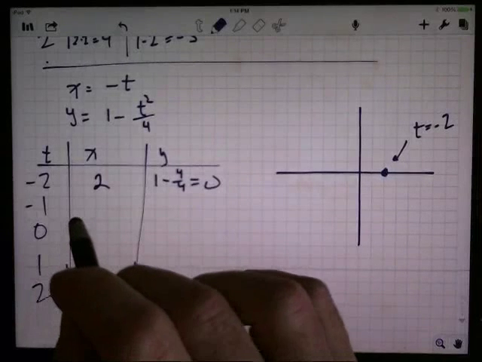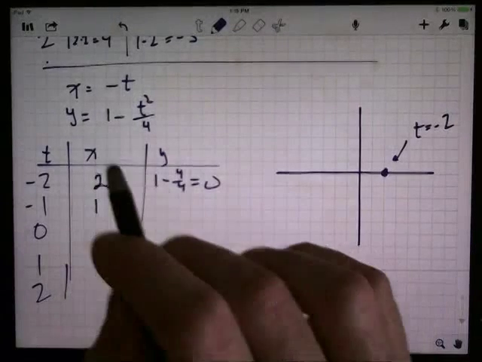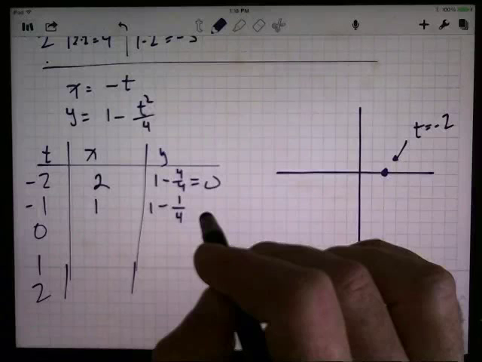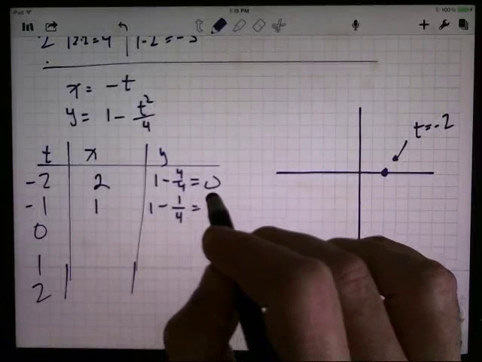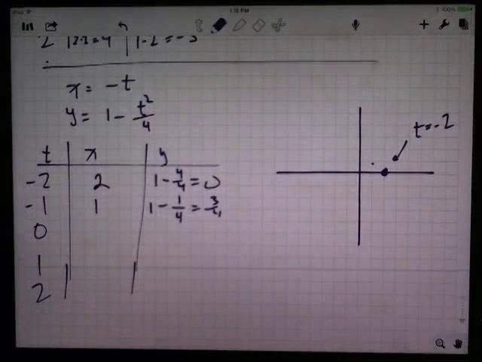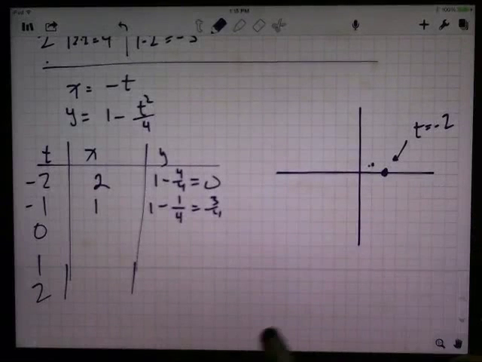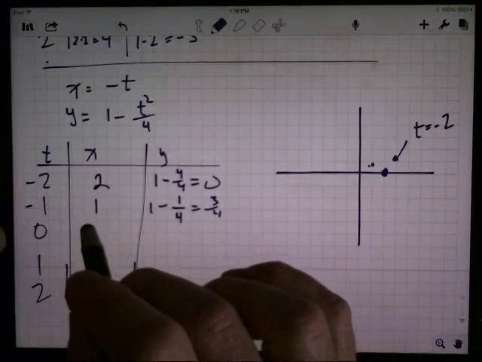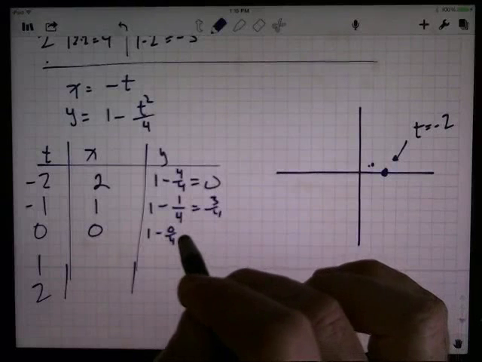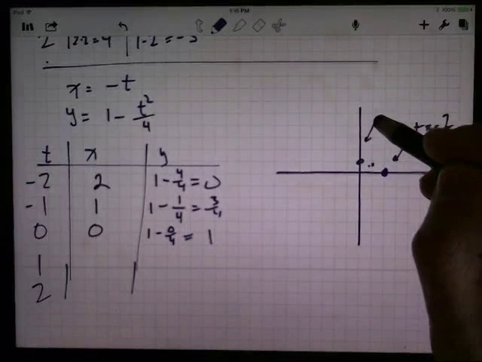Alright, try t equals negative 1. Negative of negative 1 is positive 1. And 1 minus negative 1 squared over 4 is 1 minus a fourth, so I'm at 3/4. Not quite up to 1, maybe. Yeah, 3/4 is about in there somewhere. Plug a 0 in. Negative 0 is still 0. 1 minus 0 squared over 4, well, that's going to be 1 minus 0, which is 1. So here I am. So this was t equals 0.